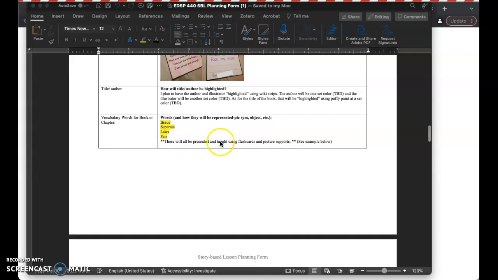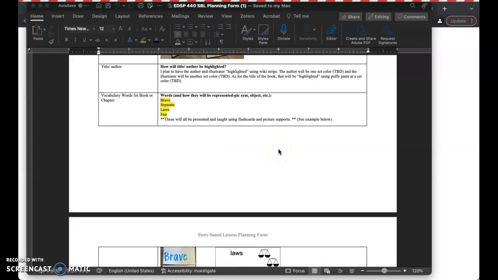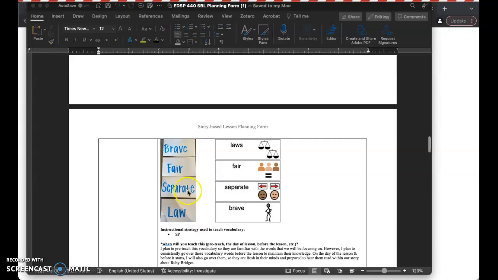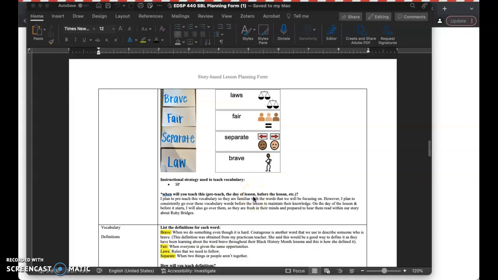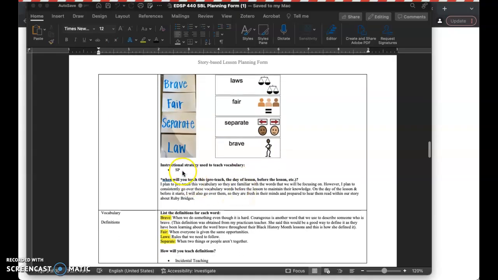Let's see. She also has on here that they're going to be taught with flashcards. Feel free, you all, to put little notes in here if you need to explain something further to me. She also, I love this. I think it's great when you include an actual visual or a picture of exactly what you're doing. That is great.